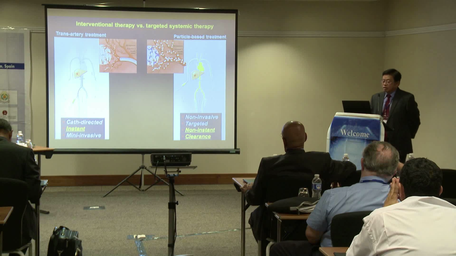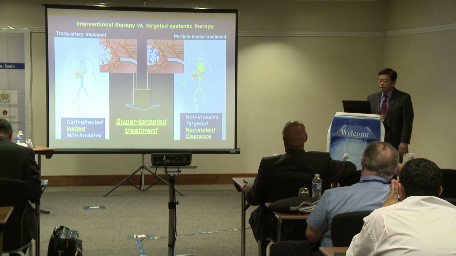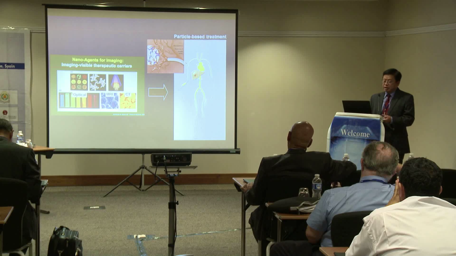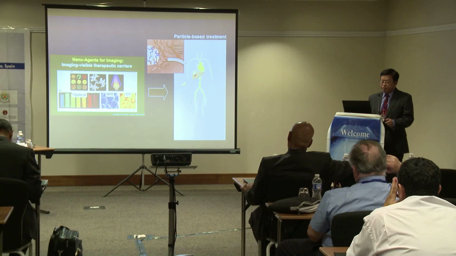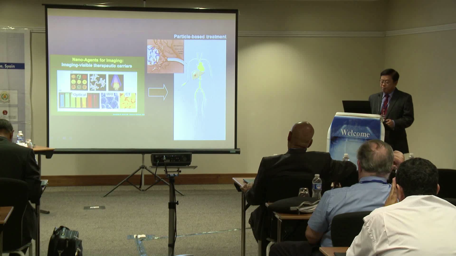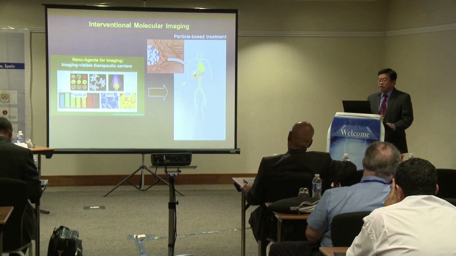the lungs. So now we are thinking about avoiding this clearance problem by placing our catheter close to the target. Then we should have this kind of super targeted treatment. For this purpose, we need the nanoparticles to be imaging visible. So now we have optical imaging visible, MRI visible, or CT visible nanoparticles. So we can convert these particles into a therapeutic carrier, then apply them to the system. Then we can have this interventional molecular imaging. We have more work to do.